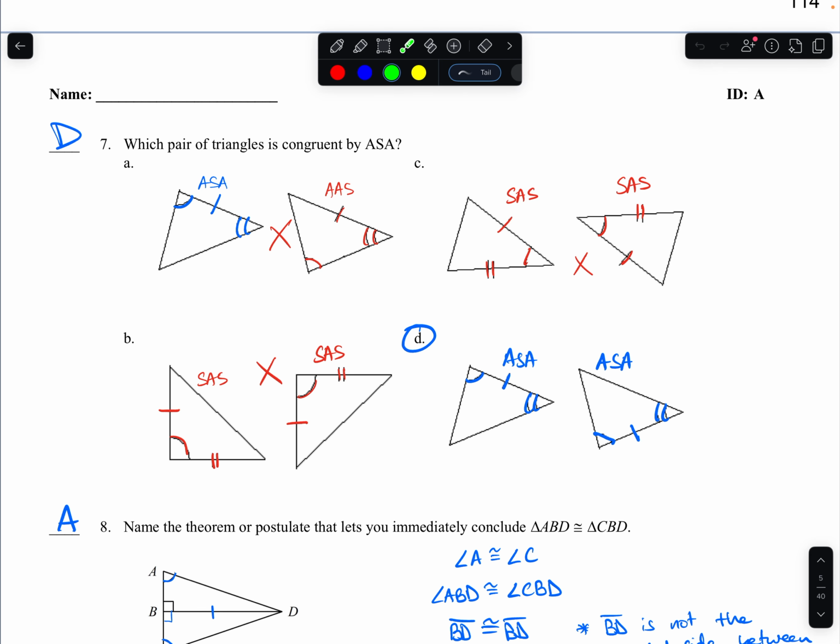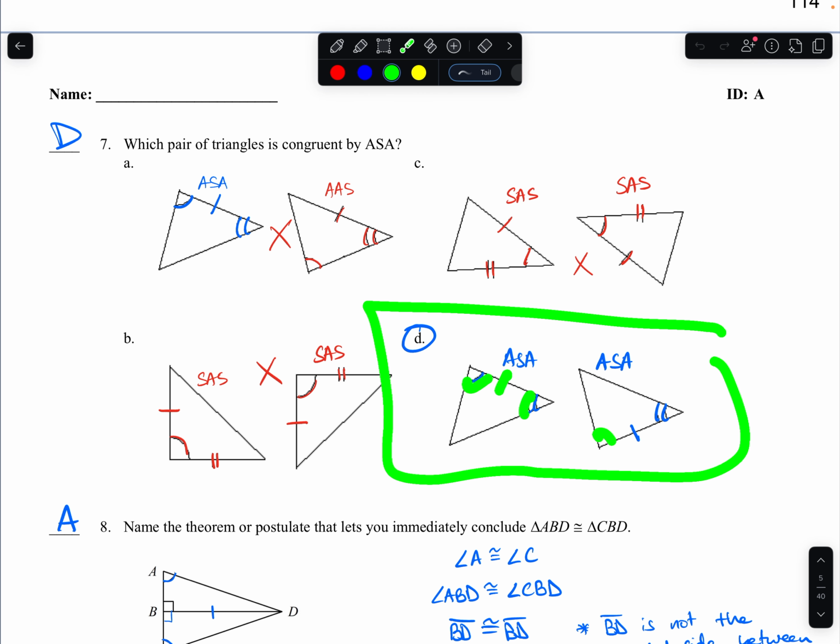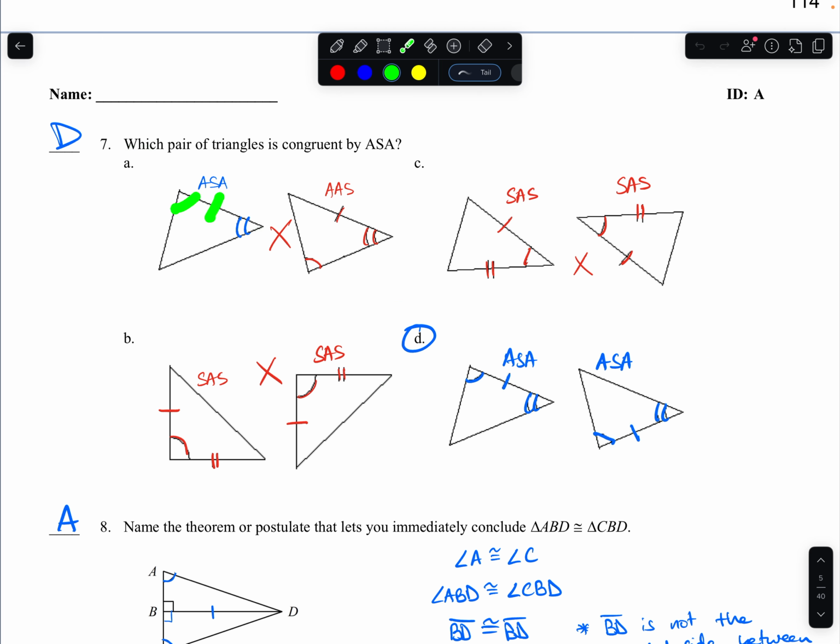Number 7, which pair of triangles is congruent by angle, side, angle? It's D. We have angle, side, angle, angle, side, angle. It can't be A because even though this triangle matches up with it, describing an angle, the included side, and an angle, the second triangle does not. This is angle, angle, side.